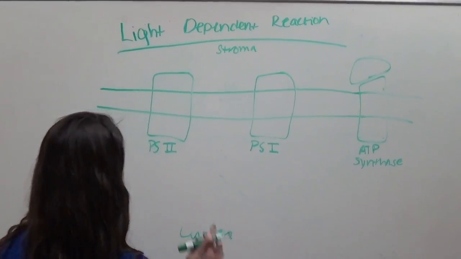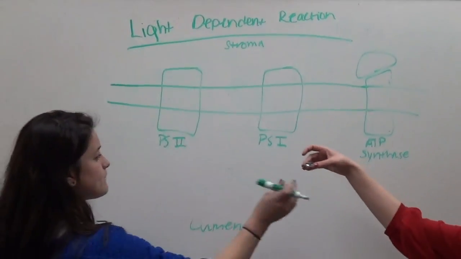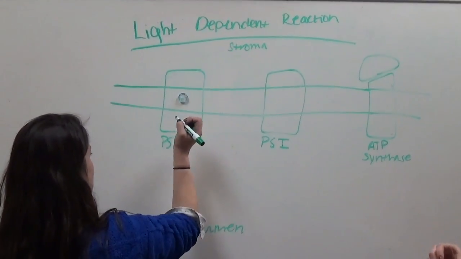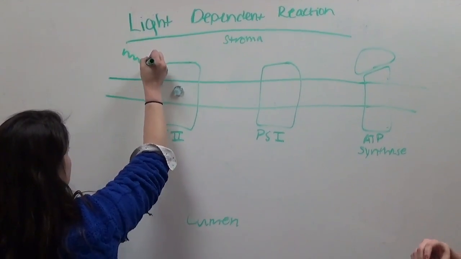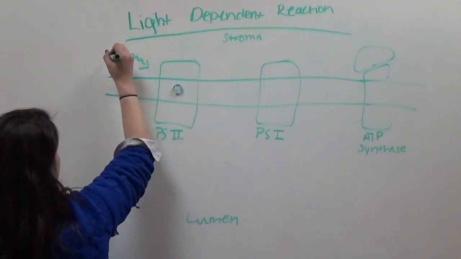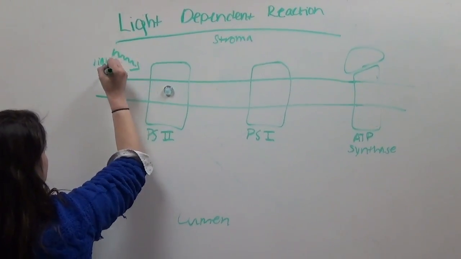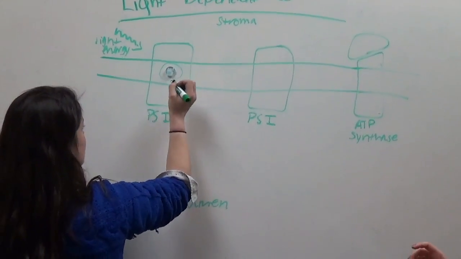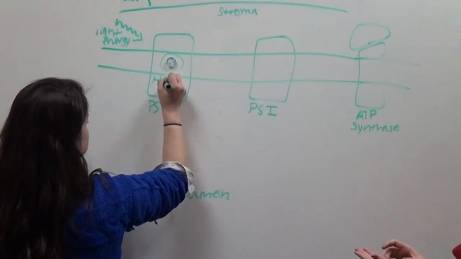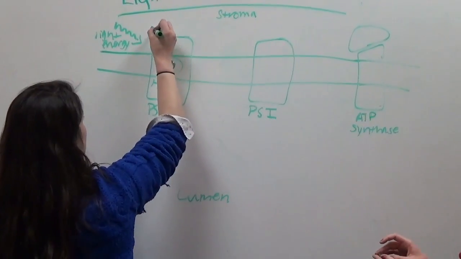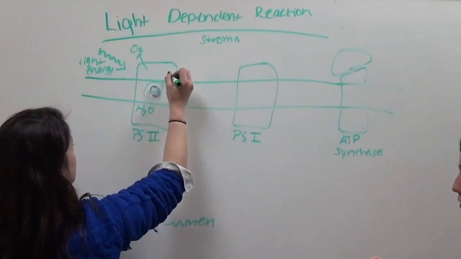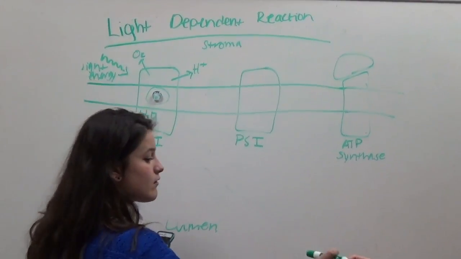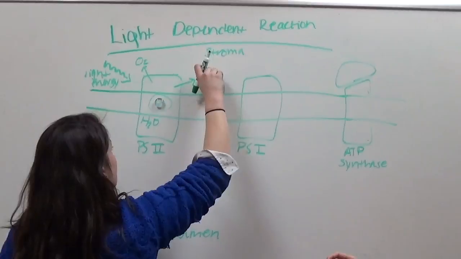We start out with electrons in here, and we have photons, so light energy, that comes in and excites the electron. That excitement splits H2O molecules, releasing both oxygen and hydrogen. So we have our hydrogen.